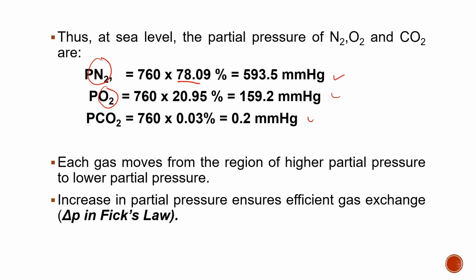Each gas moves from the region of higher partial pressure to lower partial pressure, which we see in Fick's law of diffusion. So an increase in partial pressure differences ensures efficient gas exchange. This is indicated by delta P in Fick's law of diffusion. So the bigger the partial pressure difference, the better, or the more efficient, the gas exchange.